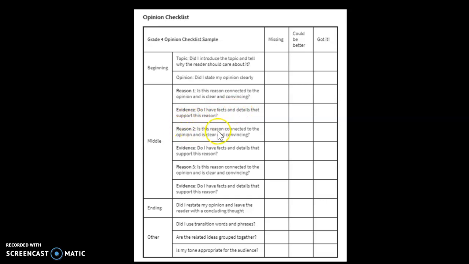Reason 2. Is the reason connected to the opinion and is clear and convincing? Evidence. Do I have facts and details that support this reason? Reason 3. Is this reason connected to the opinion and is clear and convincing? Evidence. Do I have facts and details that support this reason? Ending. Did I restate my opinion and leave the reader with a concluding thought?